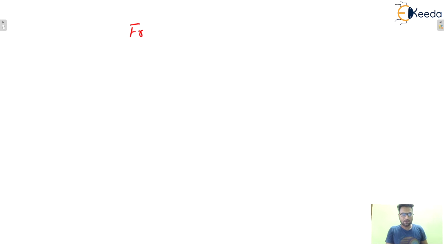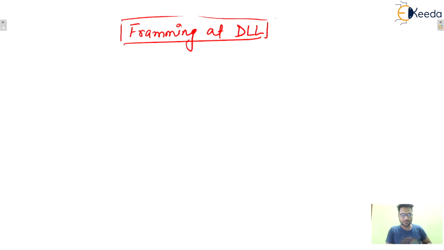So framing at data link layer. DLL means data link layer, isn't it? So guys, what happens, let's say this is the sender, and here there is a receiver. So at the sender side, these layers will be present.